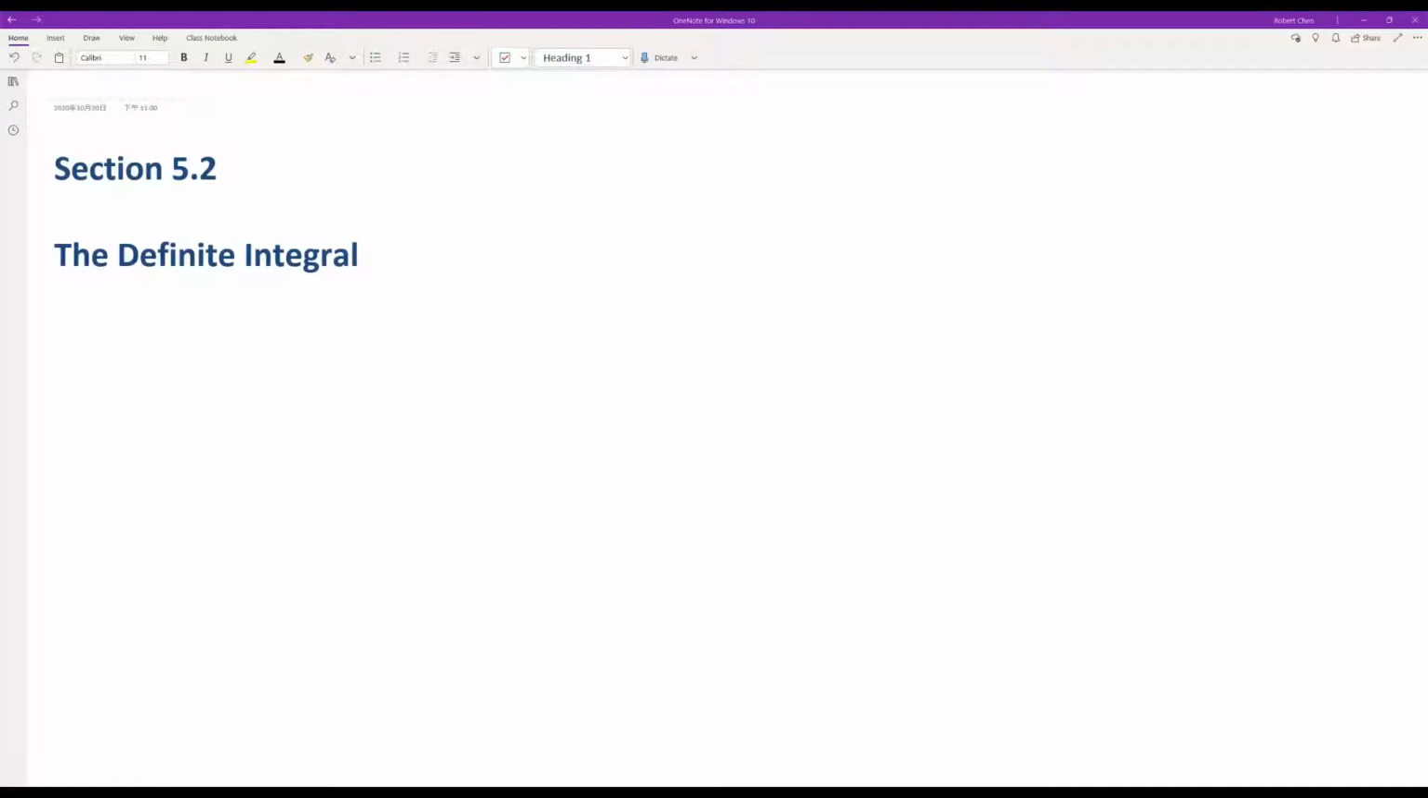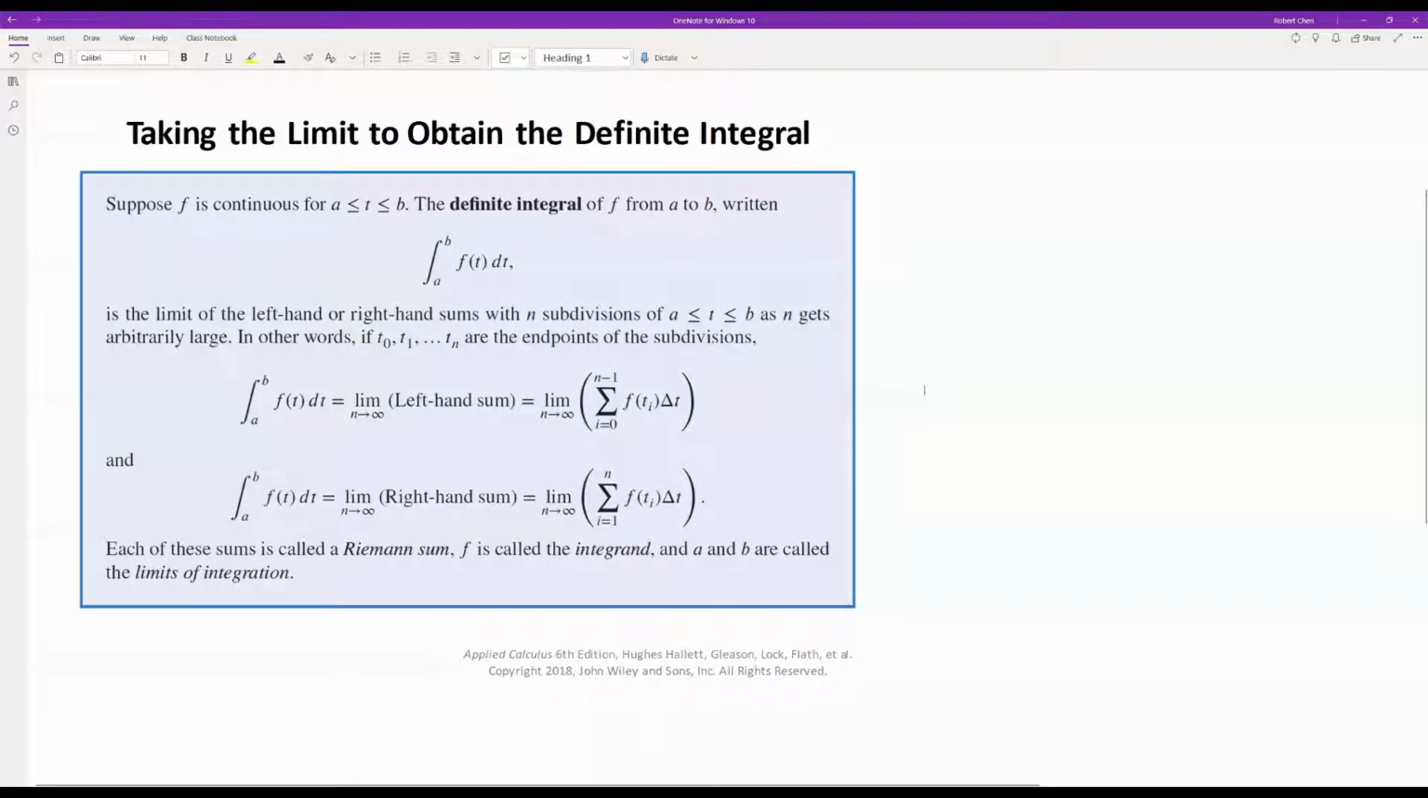We're going to look at the definite integral. This is actually the formal notation definition of what we have seen in 5.1, which is adding up the little vertical rectangles' areas together to estimate the area under the curve. So let's look at the formal definition.